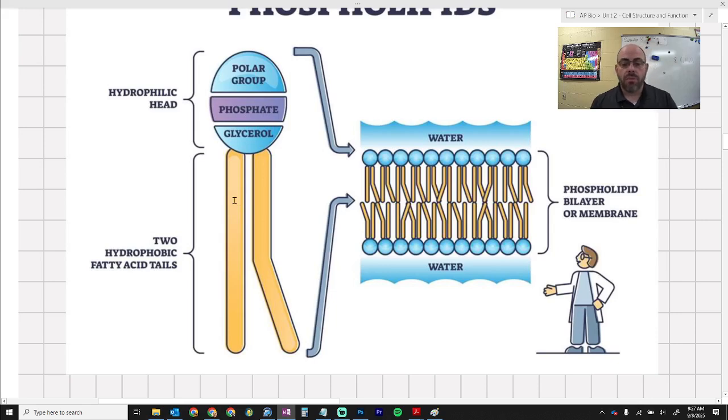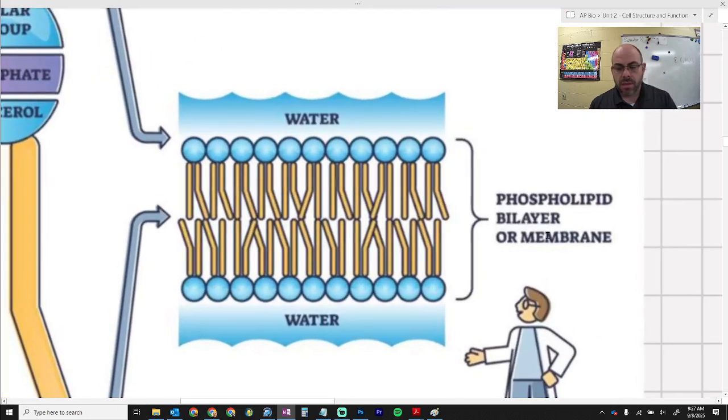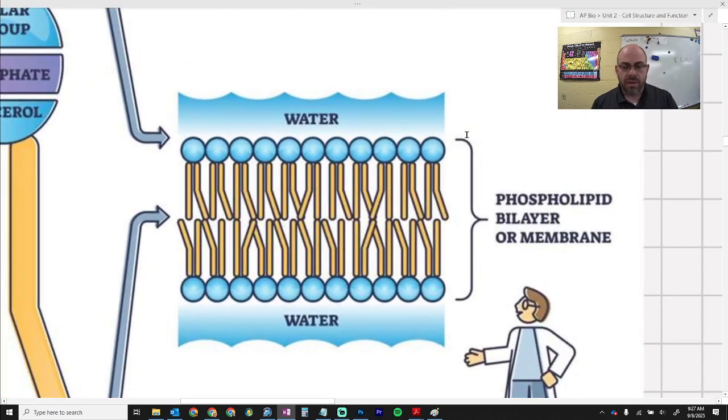And so when phospholipids get together, they will orient themselves in such a way that the hydrophilic portions want to be situated toward water, and the hydrophobic portions, or the nonpolar portions, want to be situated away from water, and they will form this sort of phospholipid bilayer, is the term that is often used here.